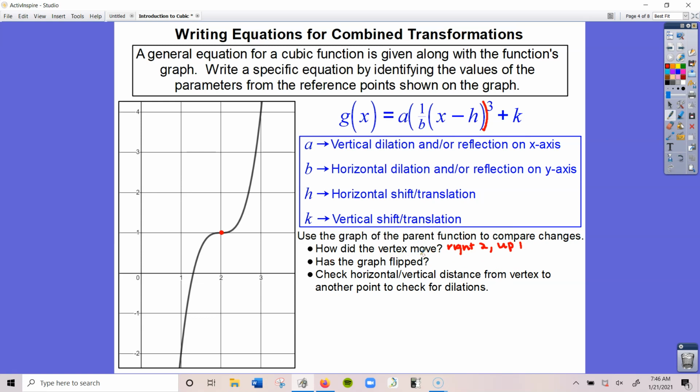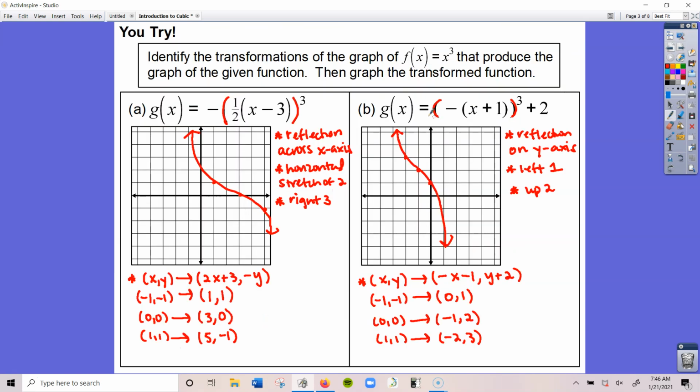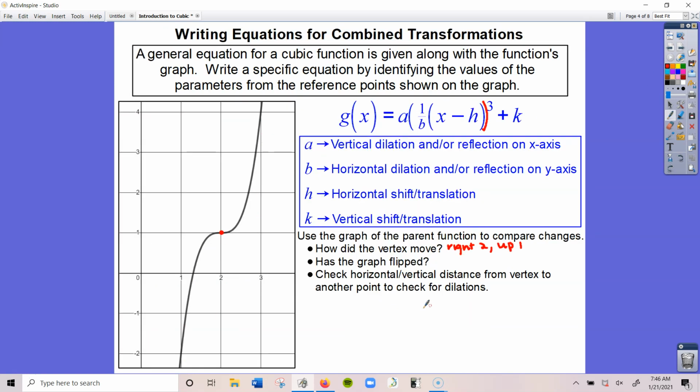Now here we're going to check if the graph flipped. Notice that this graph is always increasing. If it was decreasing, just like we saw in the last 2 examples, whether you have a negative on the inside or on the outside, the graph will always be decreasing. Since my graph is increasing, that means that there is no reflection. So in order to check whether this graph has a reflection, we're checking whether it is increasing or decreasing. If it's increasing, there's no reflection. And if it's decreasing, there is a reflection. And it doesn't matter whether you say it's a reflection on the x or the y, because as we saw in the previous 2 examples, it would look the same.